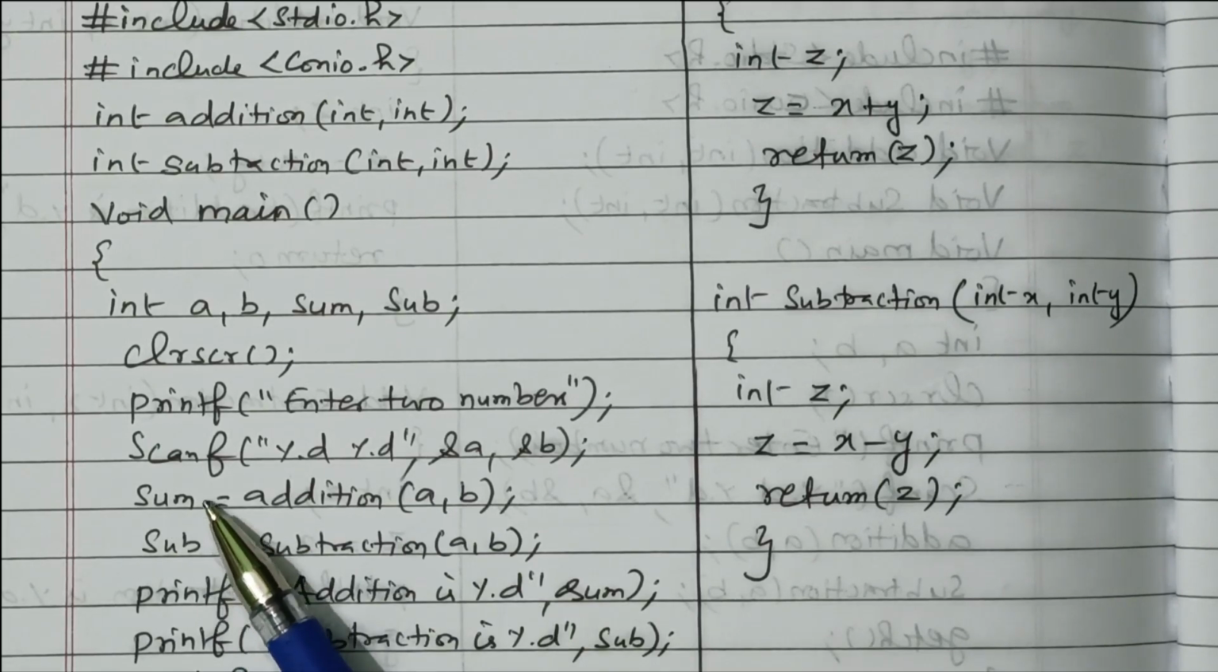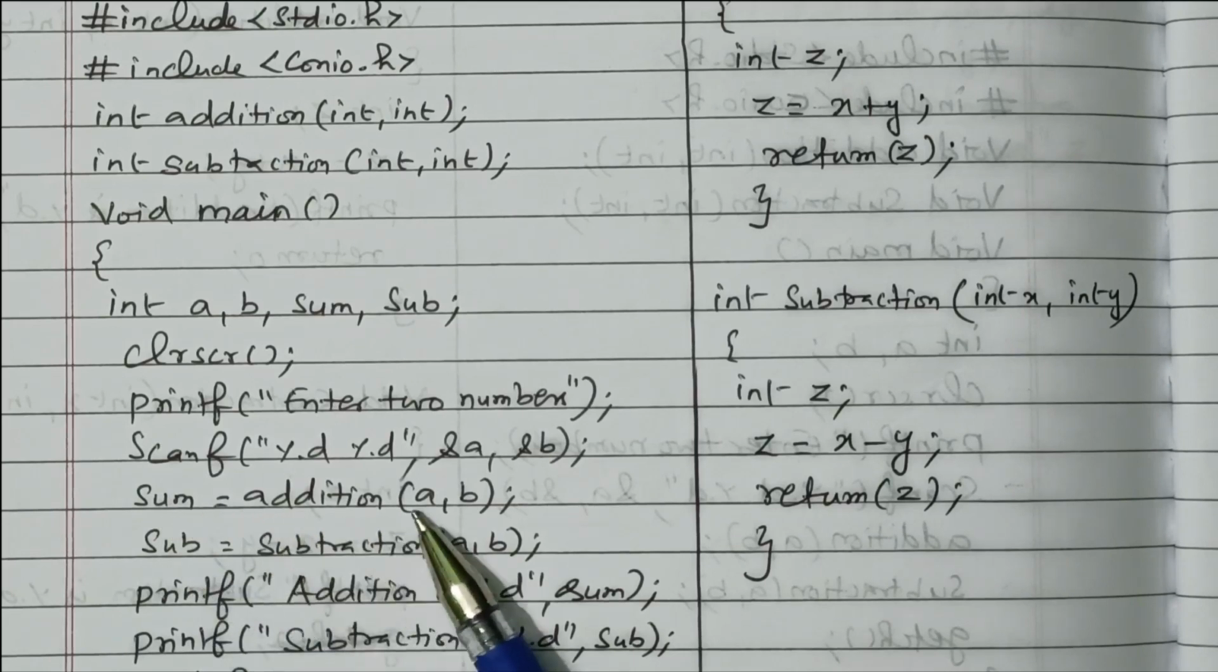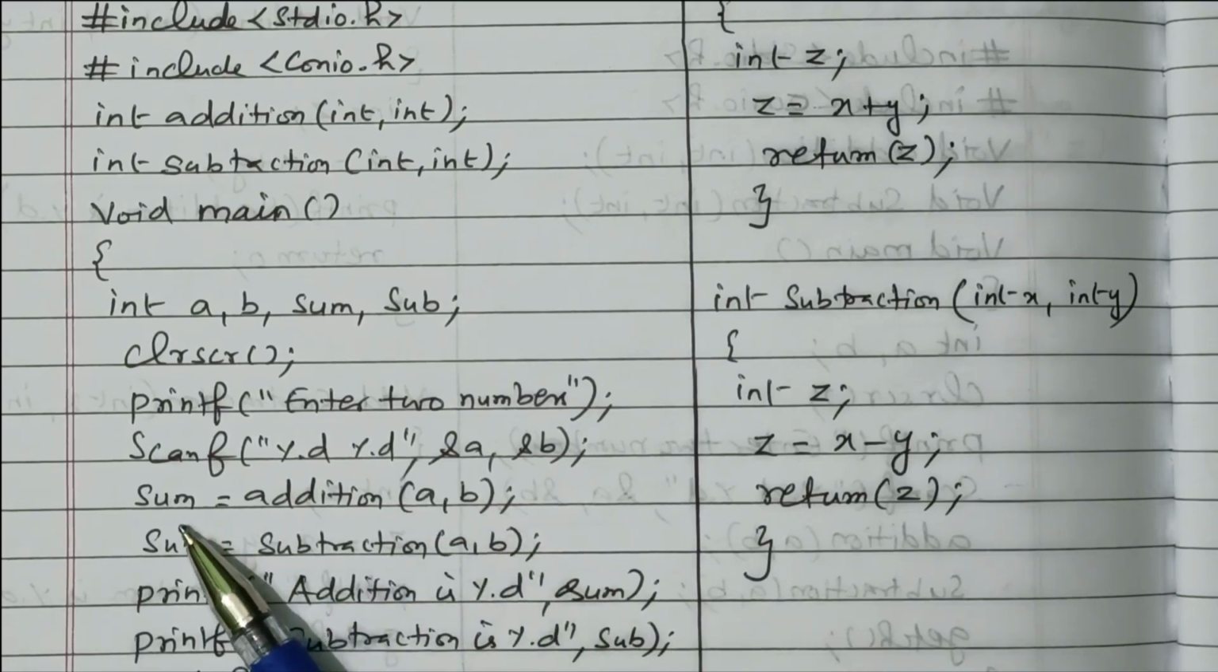If it is not written, no need to bother, but since it returned the value, we need to put one variable here. Otherwise it will not be stored anywhere. So sum equal to addition(a, b) means calling the function addition with two variables passed to the function. The function will return the value that will be stored in sum.